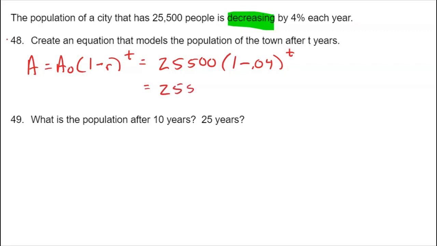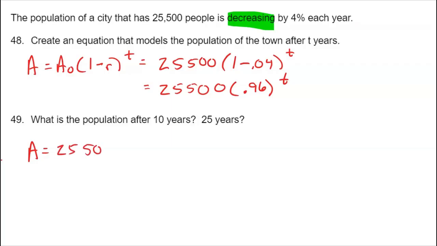So I get 25,500 times 0.96 raised to the t. That's an equation that's going to tell me the population of the town after t years. So here they want us to determine the amount after 10 years. So all we're going to do is plug in 10.